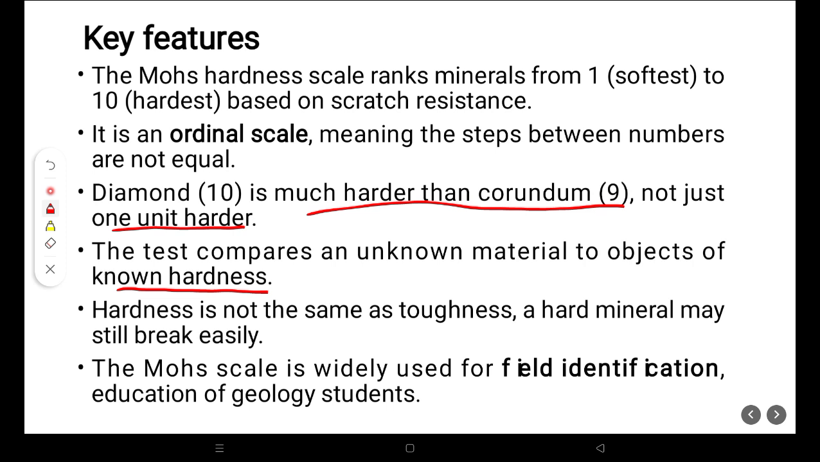Hardness is not the same as toughness. A hard mineral may still break easily. Hardness means resistance to scratching, not that it cannot break. Like quartz, although quartz doesn't have cleavage, we can break quartz. The Mohs scale is widely used for field identification and education of geology students.